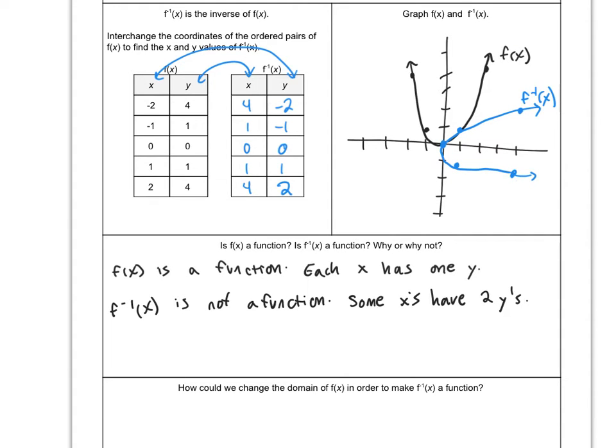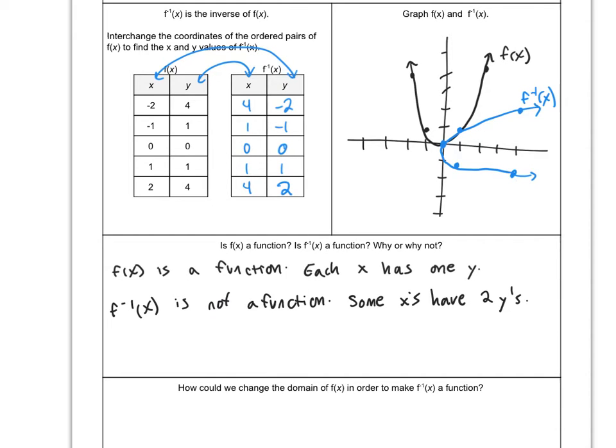For f of x, each x only has one y, but for the inverse of f of x, some of the x's have two y's. In fact, most of the x's have two y's. So how could we change the domain of f of x in order to make its inverse a function? Well, the problem here is that f of x is not a one-to-one function. That means that while each x value only has one y value, the x values don't each have a different y value. So like both -2 and +2 have 4, right?